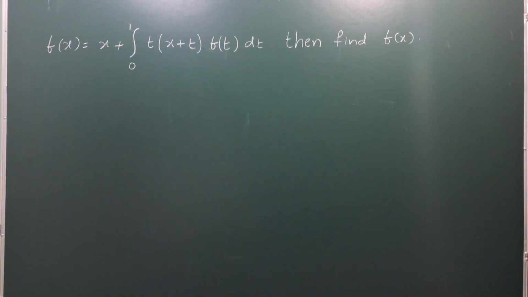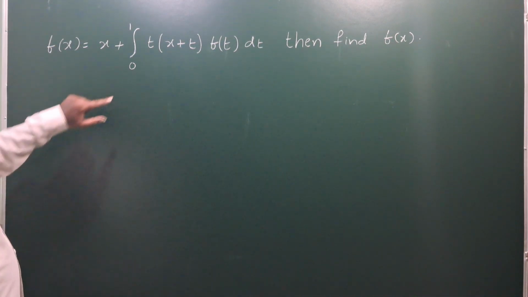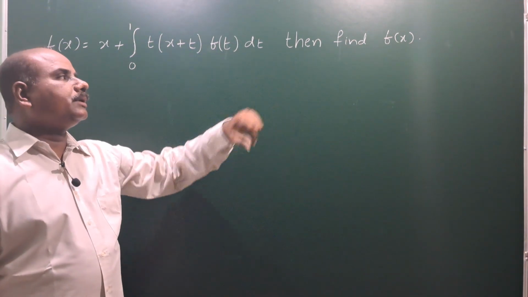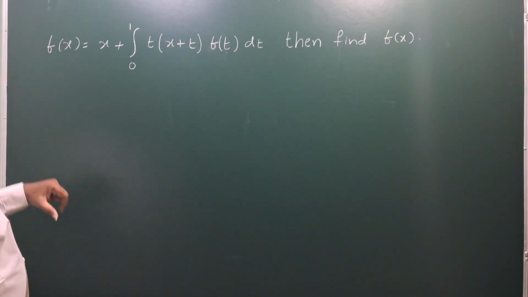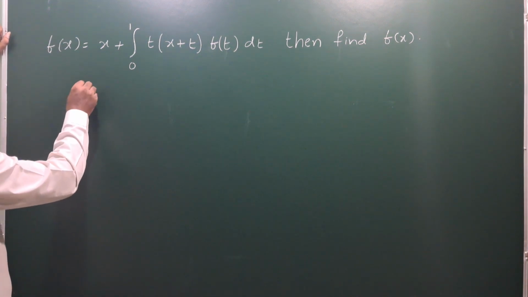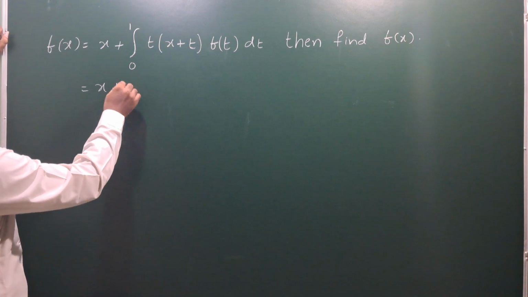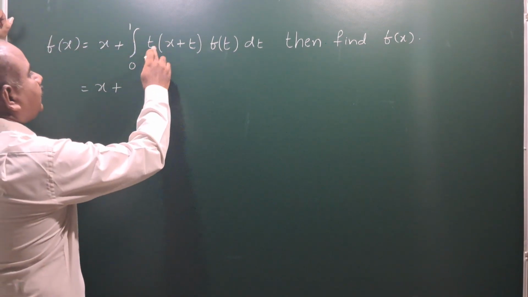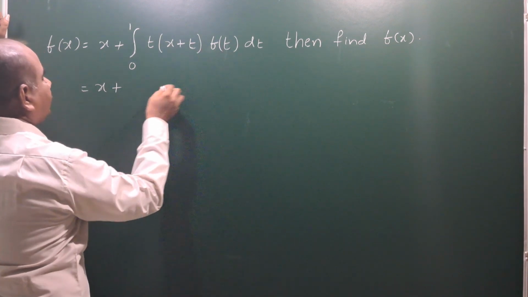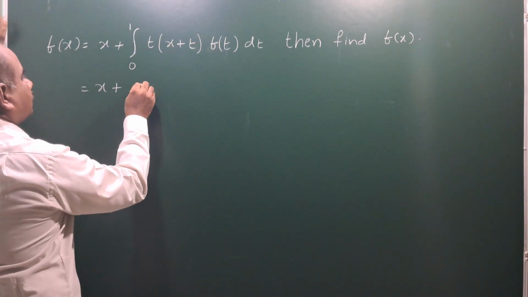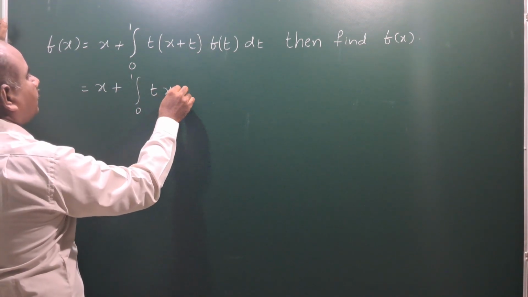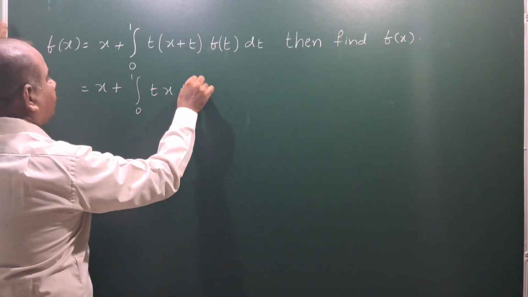Next one, f(x) is equal to x plus integral 0 to 1 of (t x plus t) f(t) dt. We have to find the function f(x). Okay, so let us see this. Here, x plus, we have to multiply here t into x into f(t) dt. That means integral 0 to 1 t into x into f(t) dt.